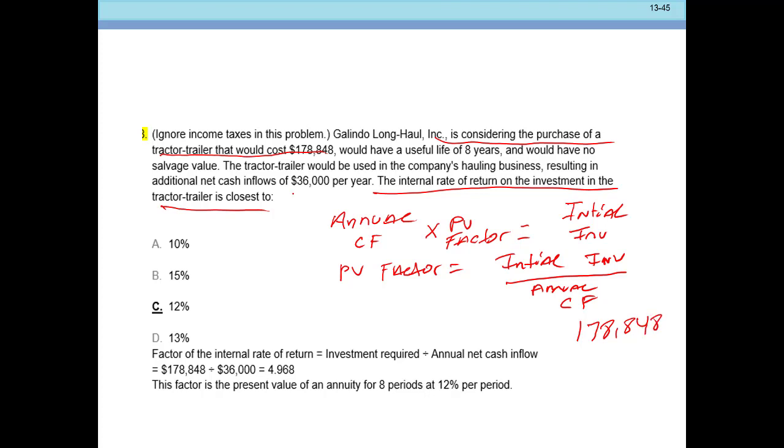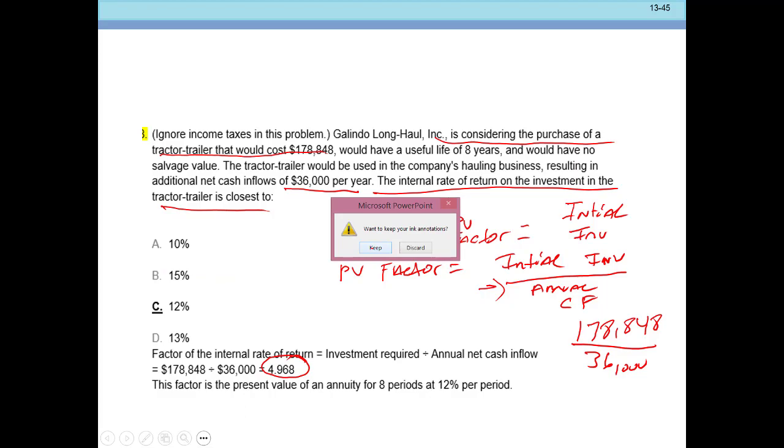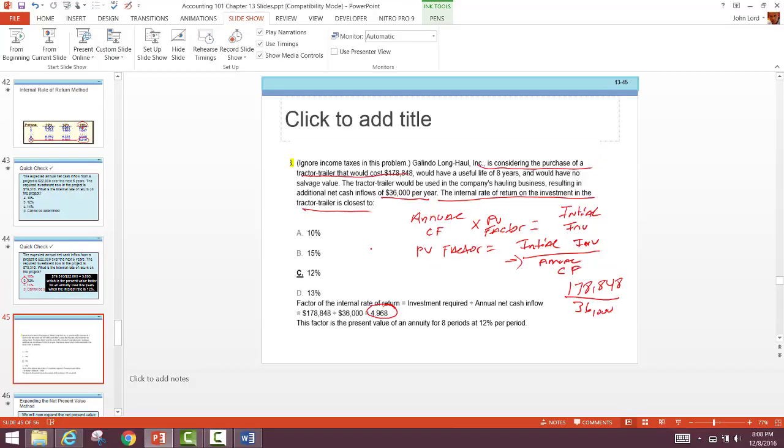And they tell me that the net cash flows are what? 36,000. I divide that. Just doing this formula right here now, right? It's not even a formula. It's just logic here, really. And when I do that, I get this factor over here, 4.968. So I go ahead and come over to the table, present value of annuity table, right?